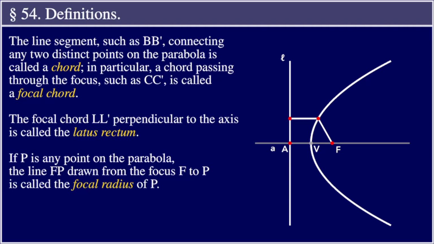The line segment, such as BB', connecting any two distinct points on the parabola, is called a chord. In particular, a chord passing through the focus, such as CC', is called a focal chord. The focal chord LL', perpendicular to the axis, is called the latus rectum. If P is any point on the parabola, the line FP drawn from the focus F to P is called the focal radius of P.